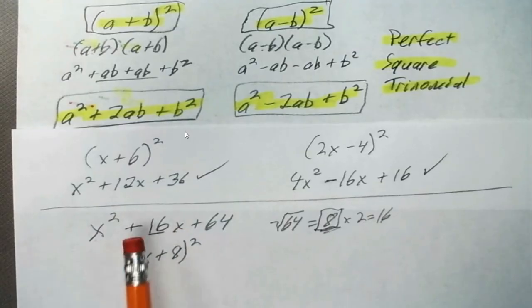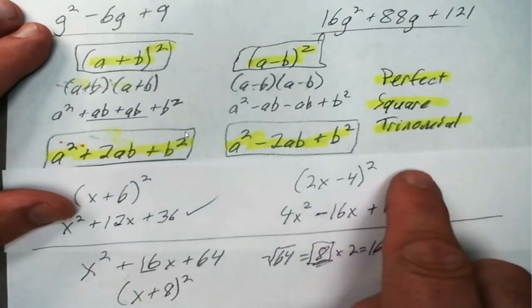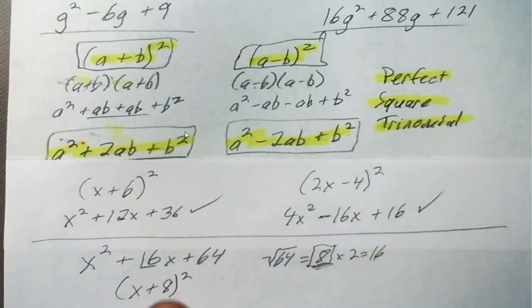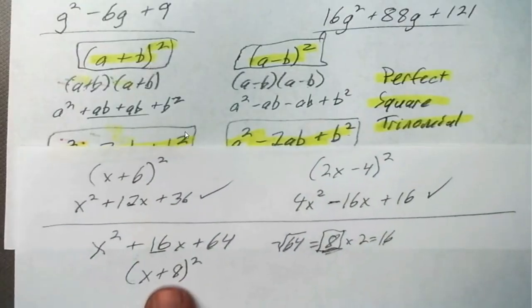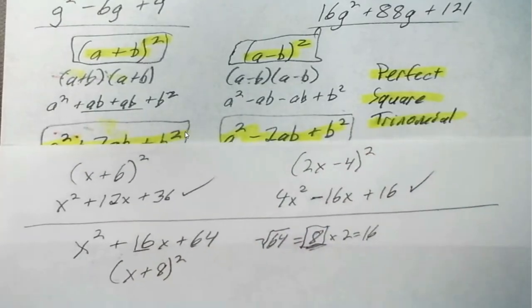Recognizing these is a little harder than difference of squares, but if you get good at it, man, what a quick shortcut to factor this. Boy, that factors so quickly, I can just write the answer and say this is a perfect square trinomial.